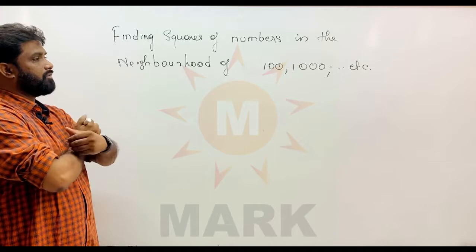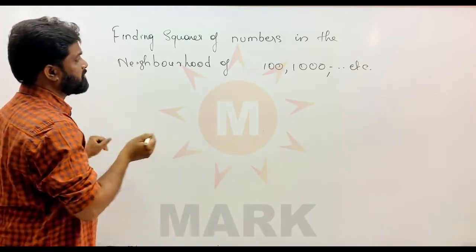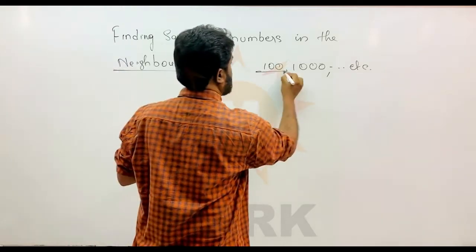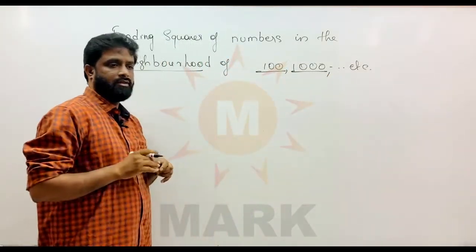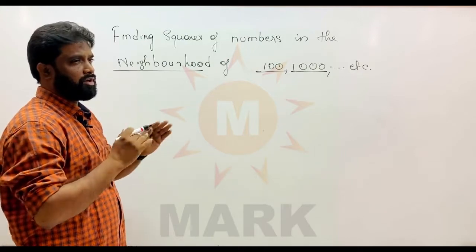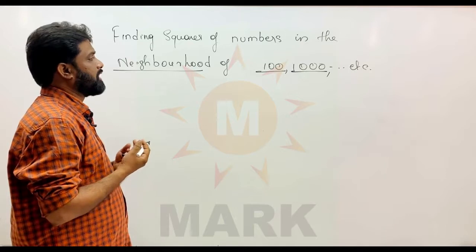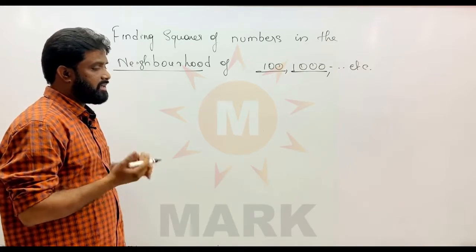And now we will be finding whole squares of the numbers which are in the neighborhood of 100, 1000, etc. We are going to find the whole squares of such numbers in the neighborhood of 100, 1000, 10,000, that means 10 power n. This is a special technique.